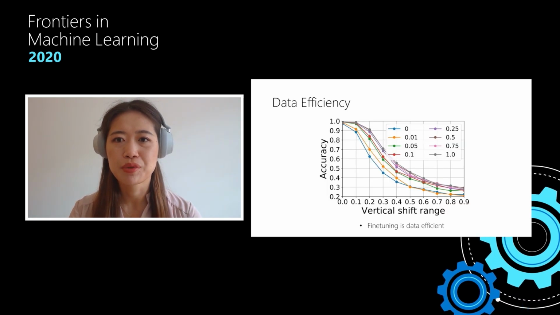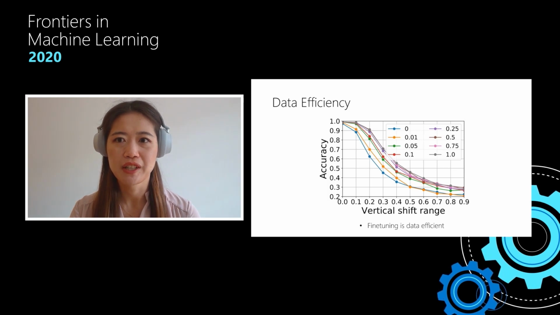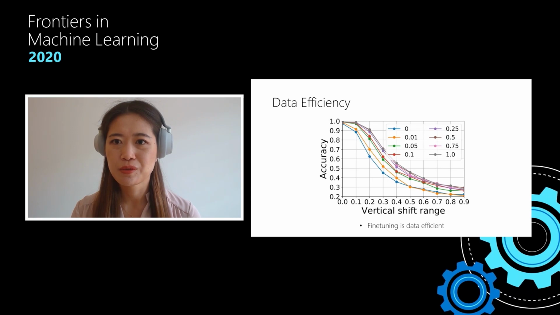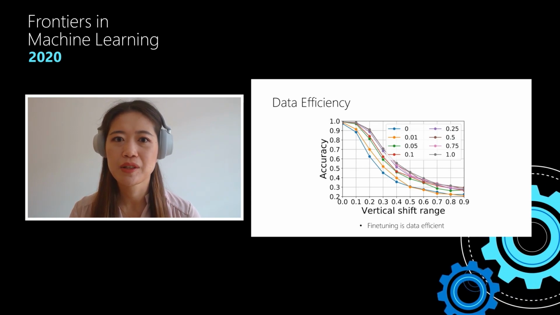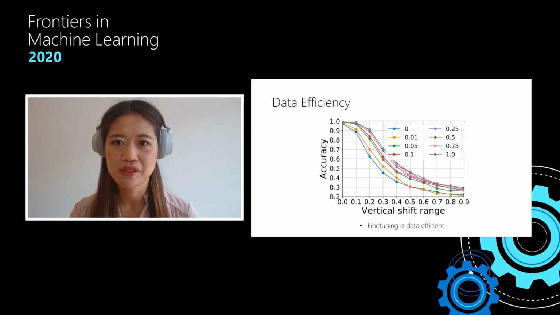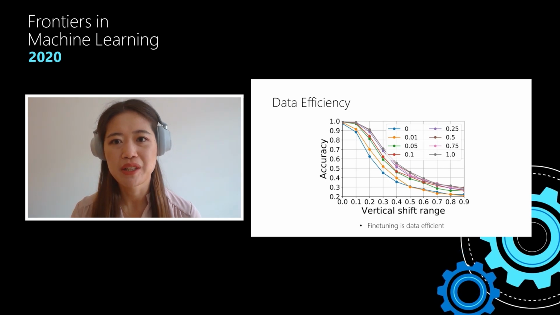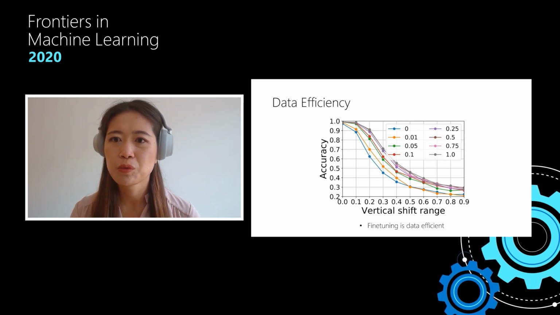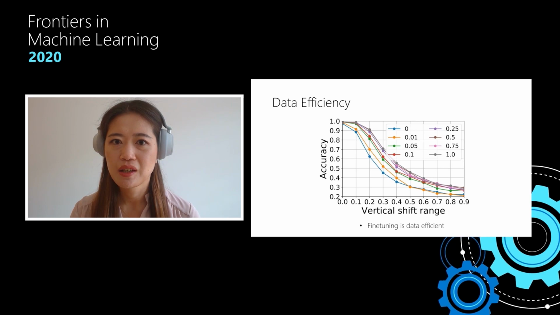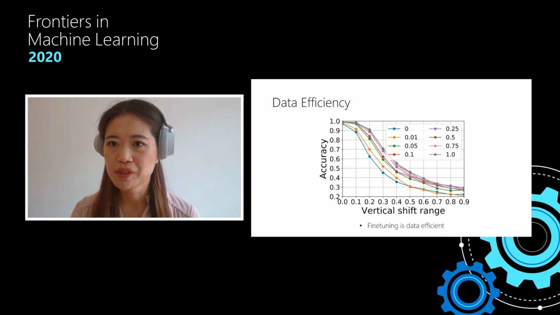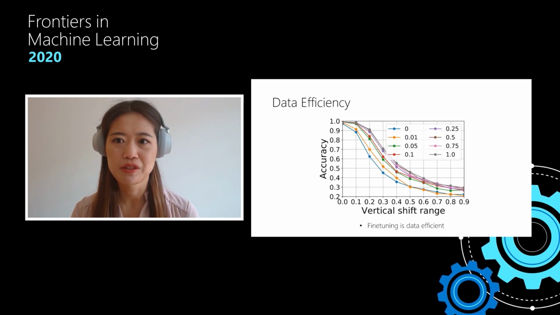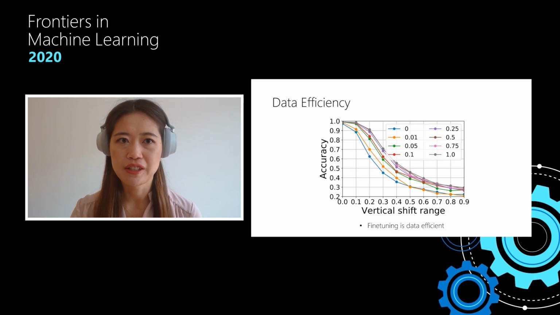Furthermore, we use different percentages of the test set for fine-tuning. We see that the more data we have for fine-tuning, the more robust the performance is on the unseen manipulation. More importantly, with only more than 10% of the data, we already obtain very good performance, which means that the fine-tuning procedure is very data efficient.